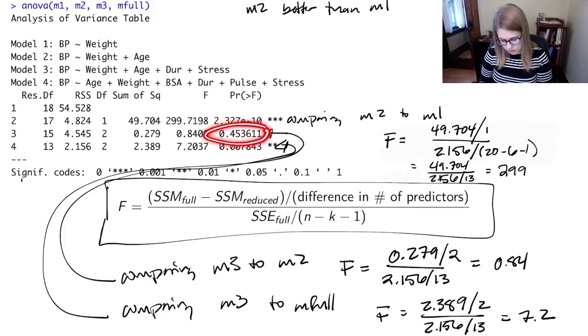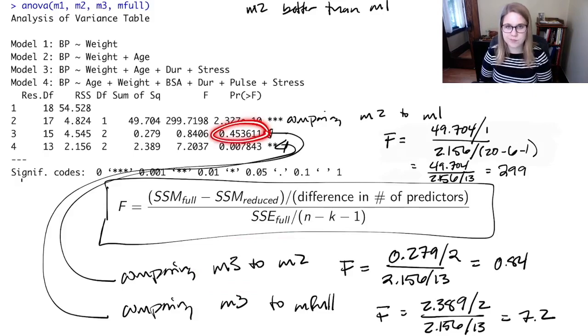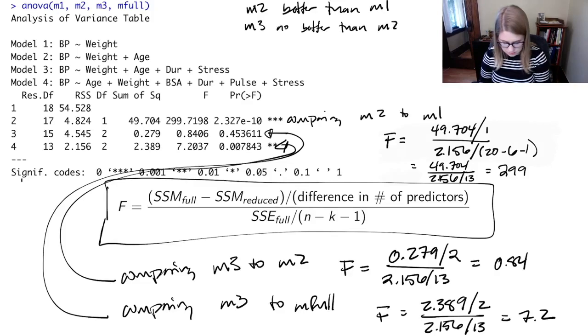Then this p-value is comparing M3 to M2. And is it better? No, it has a large p-value. So M3 is no better than M2. But then we would have another p-value, and this would be comparing M3 to M full.